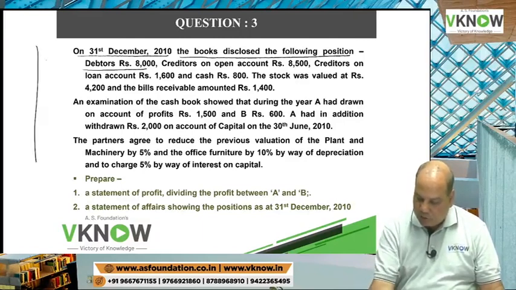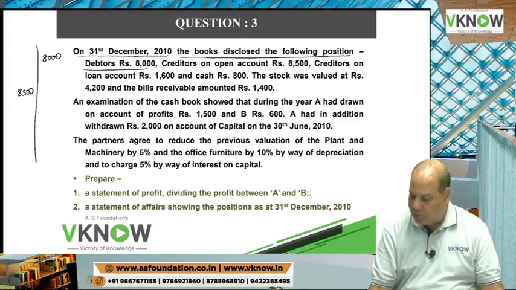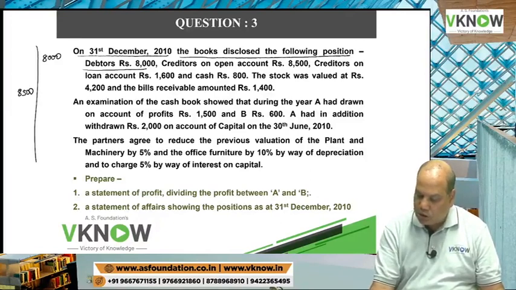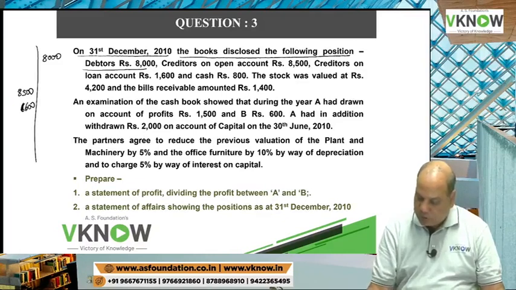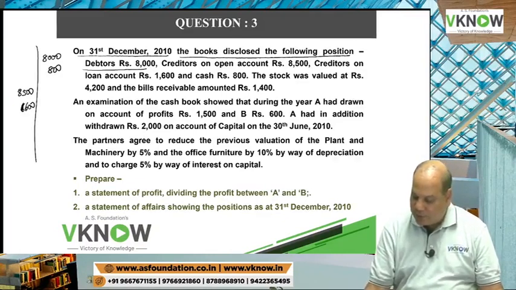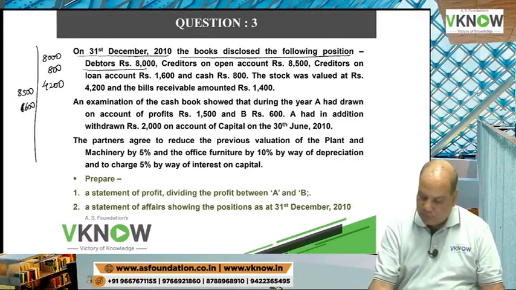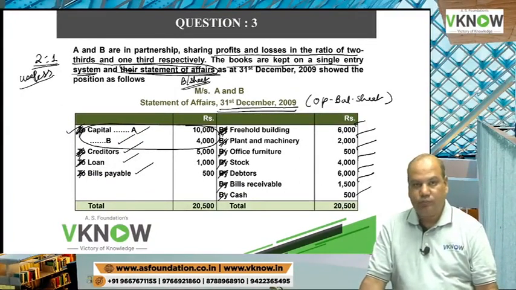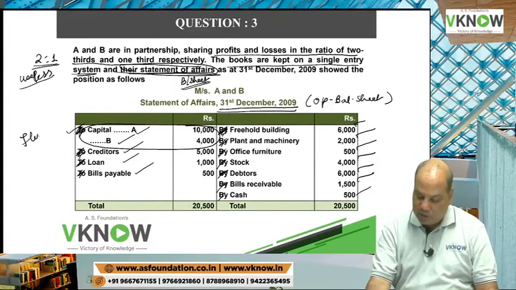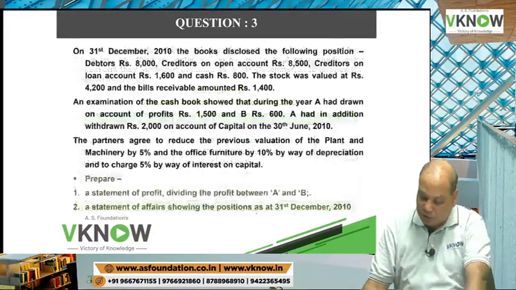So on the asset side, you have debtors 8,000, creditor 8,500. Creditor on loan account means loan only, 1,600 rupees loan. Cash 800 rupees, stock was valued at 4,200, bills receivable amounted to 1,400. And what about capital? Some capital balance is given here. In this question, we don't have current account, which means it is called fluctuating capital system. All adjustments will be made in capital account only.